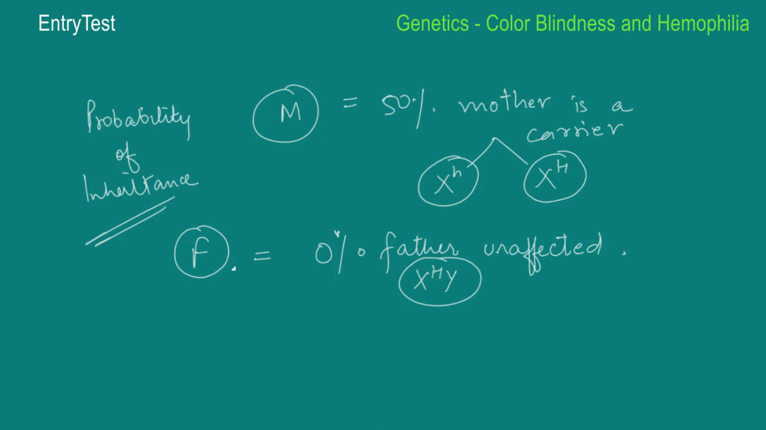So this was all that you need to know about these specific diseases, that is color blindness and hemophilia, both work in the same way.